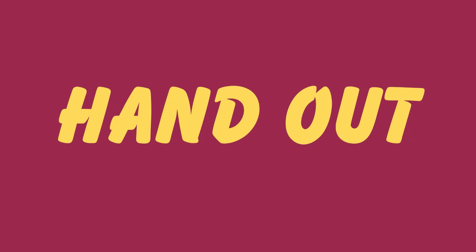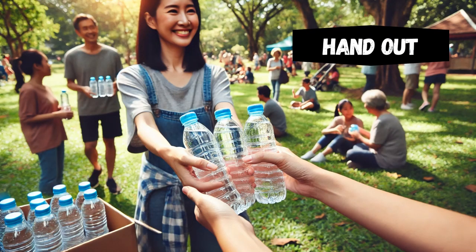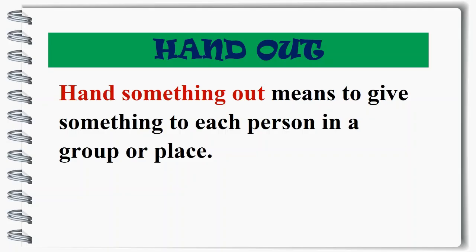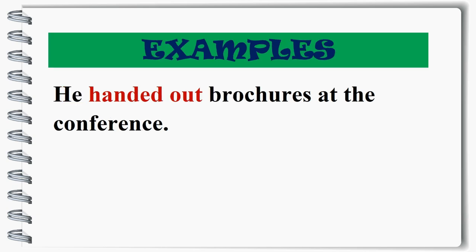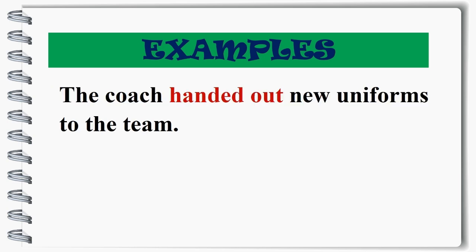The next phrasal verb with hand is to hand out. Now, hand out has three meanings. The first meaning of hand out. To hand something out means to give something to each person in a group or place. Examples: he handed out brochures at the conference. The coach handed out new uniforms to the team.